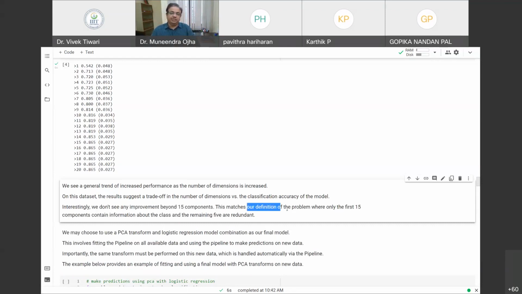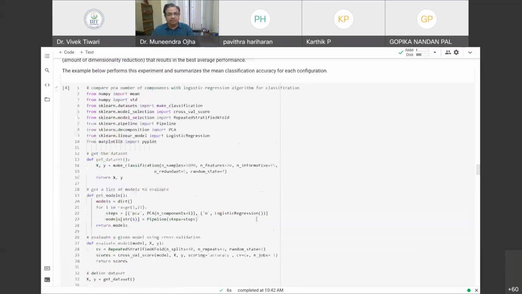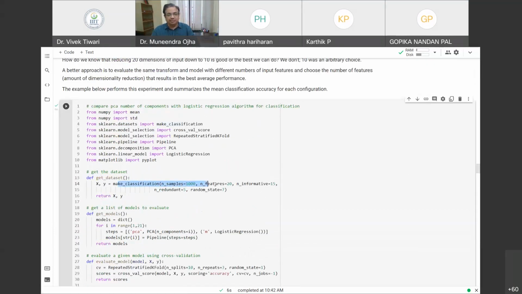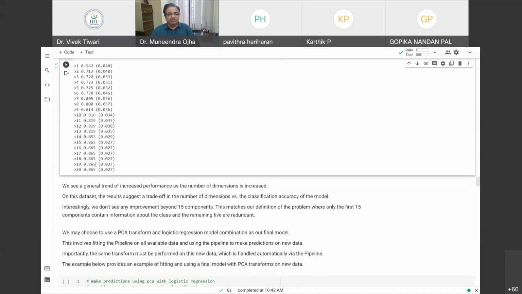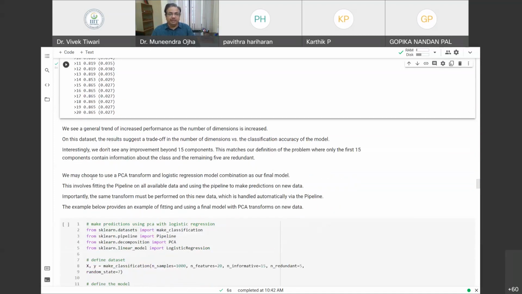This matches our definition of the problem, where only the first 15 components contain information about the class and the remaining 5 are redundant. So in this example, when we created our classification example, the number of informative features given was 15 and the number of redundant features was 5. So that also matches the creation of the data itself.